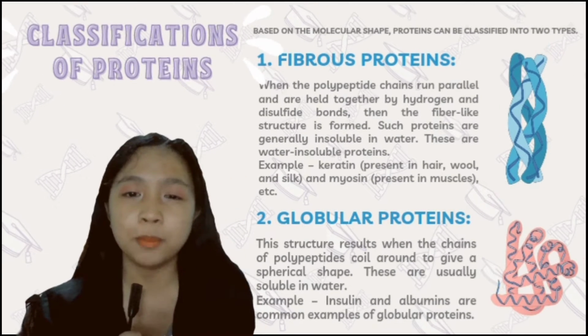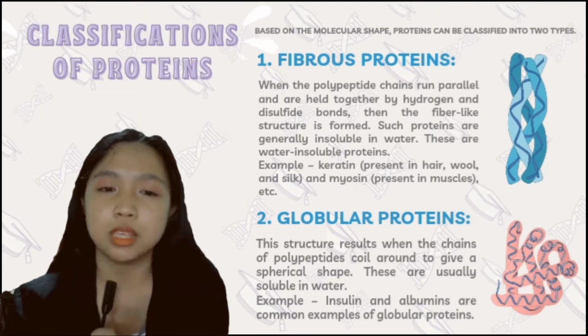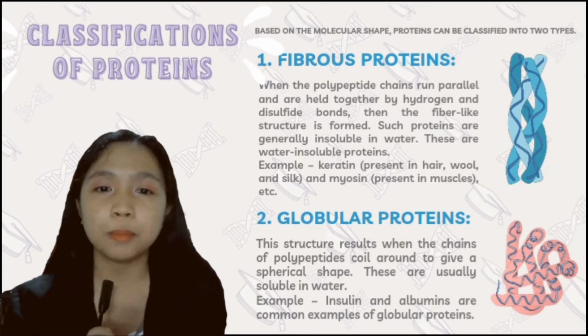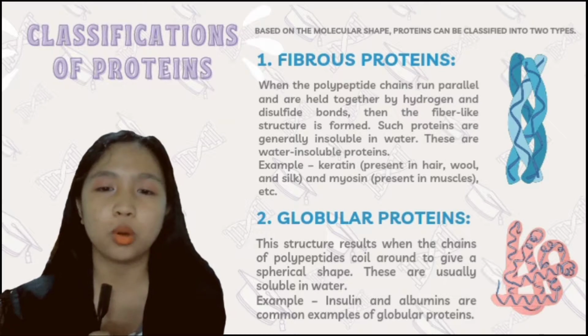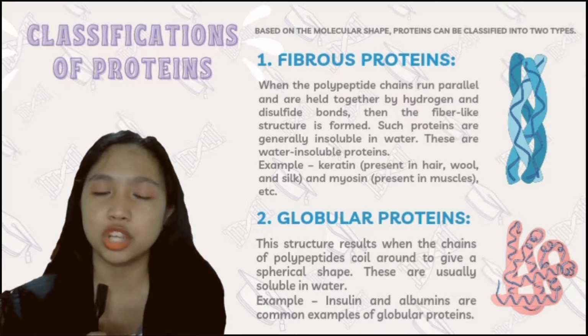Based on the molecular shape, proteins can be classified into two types. Number 1, fibrous proteins, where the polypeptide chains run parallel and are held together by hydrogen and disulfide bonds, forming a fiber-like structure. Such proteins are generally insoluble in water. Examples are keratin present in hair, wool, and silk, and myosin present in muscles, etc.